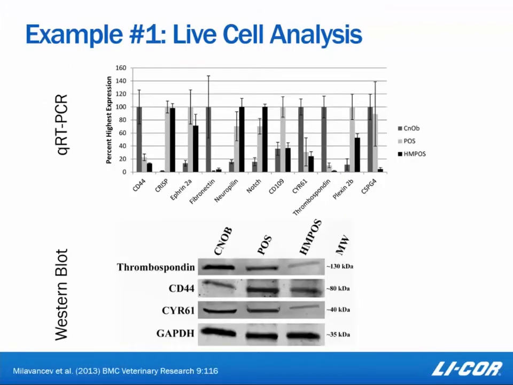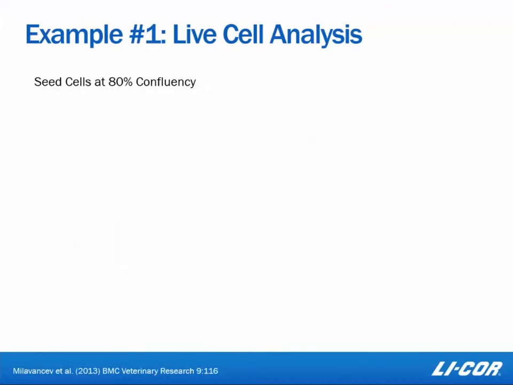Here, they're able to use qRT-PCR and Western blotting to confirm that the expression level of these proteins differed between these different cell lines. But what these experiments do not test is whether the plasma membrane localization changes between the cell lines. So to test for this, they needed to utilize the In-Cell Western Assay.